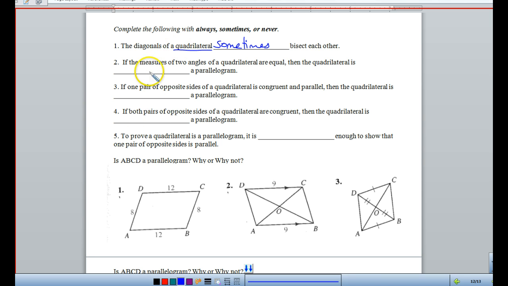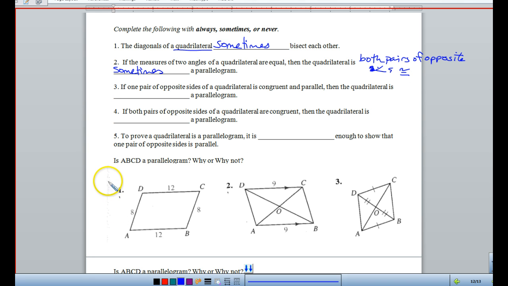Number 2, the measures of two angles of a quadrilateral are equal, then the quadrilateral is sometimes a parallelogram, because it just says two angles. And remember, for it to be a parallelogram, we got to have both pairs of opposite sides. Not opposite sides, opposite angles congruent.